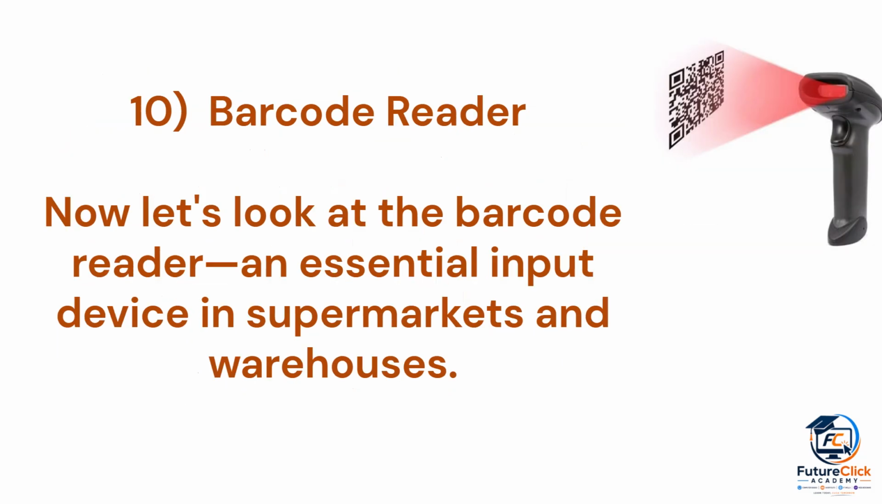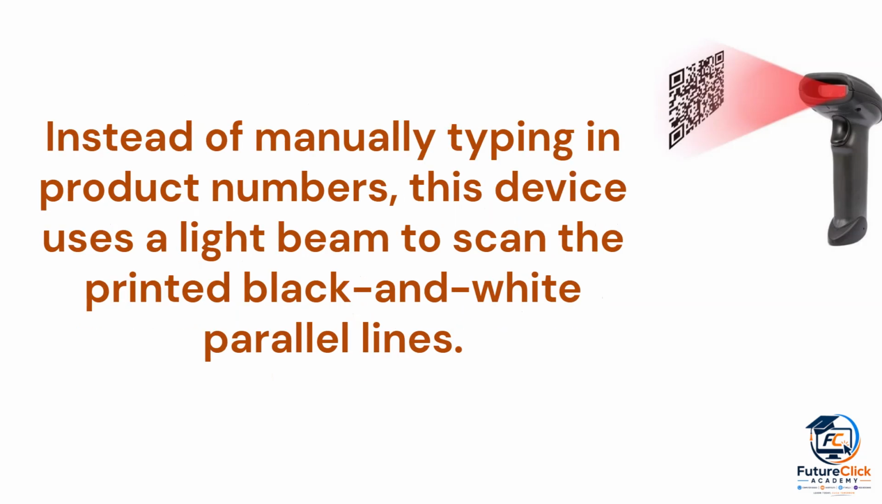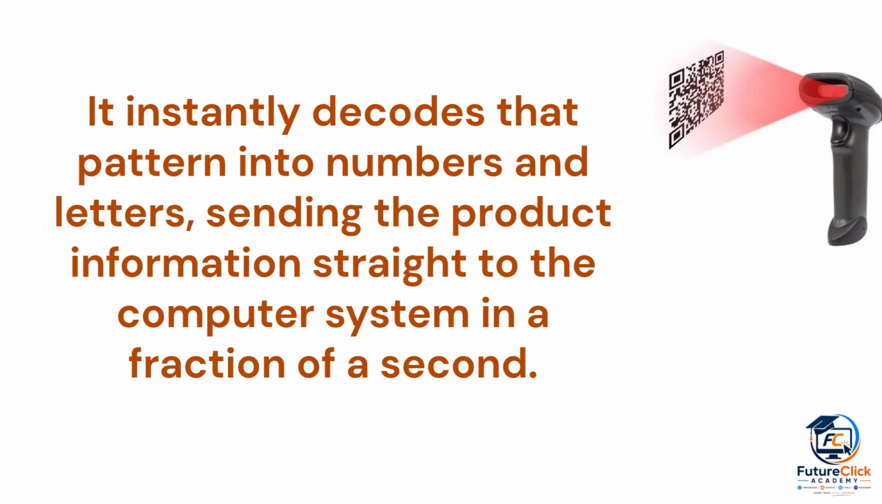10. Barcode reader. Now let's look at the barcode reader, an essential input device in supermarkets and warehouses. Instead of manually typing in product numbers, this device uses a light beam to scan the printed black and white parallel lines. It instantly decodes that pattern into numbers and letters, sending the product information straight to the computer system in a fraction of a second.